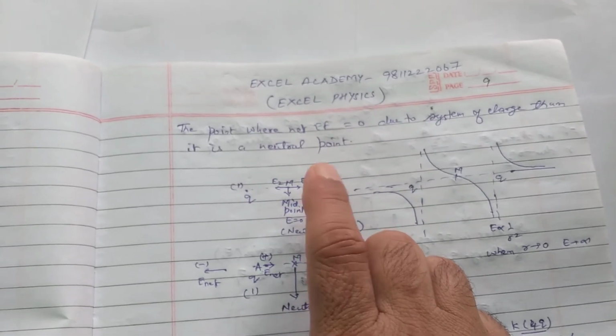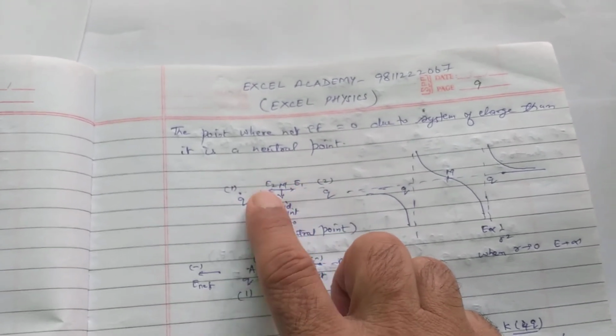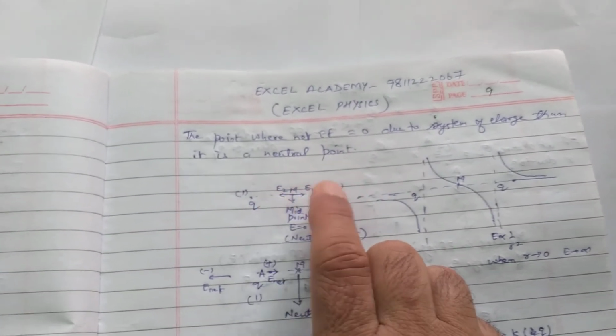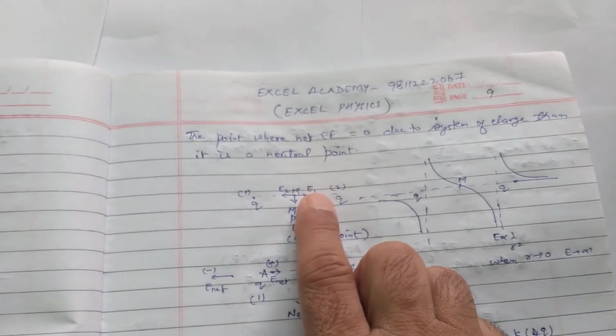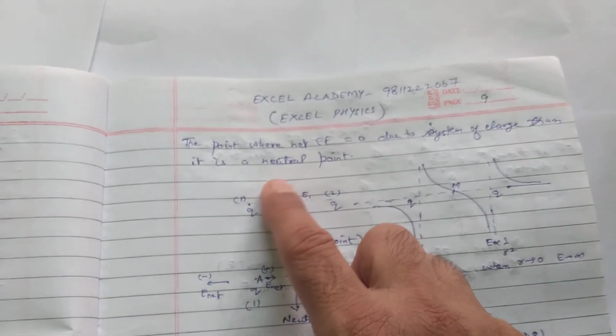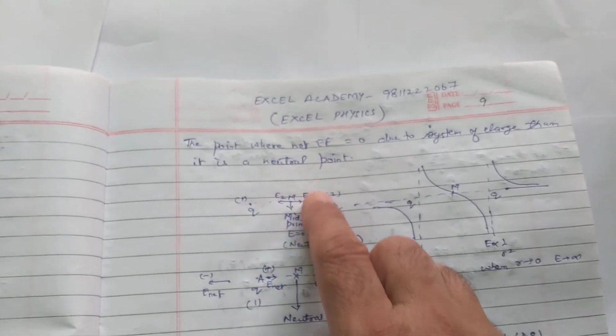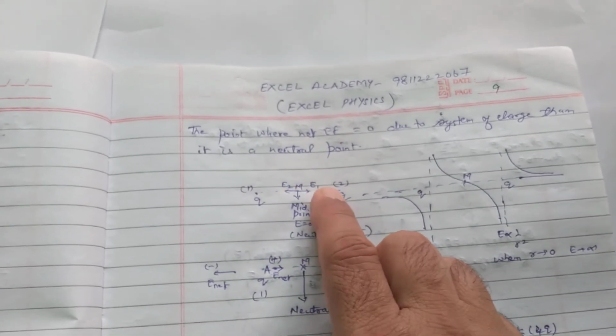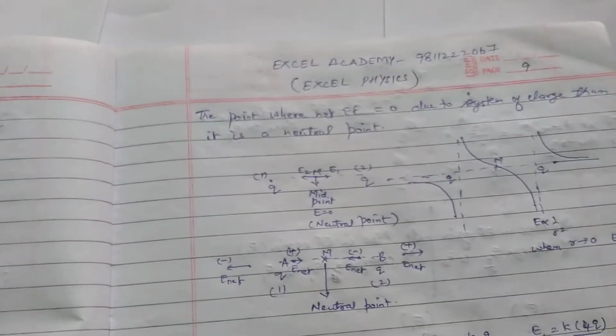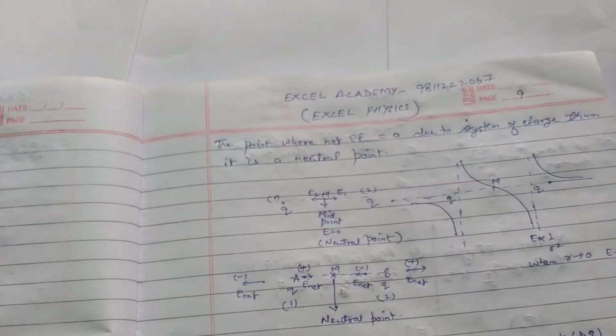So it means that E1 and E2 both are kq by r square and they are opposite to each other. That's why at this point I can say the net electric field is 0 because they cancel each other. So at midpoint electric field is 0.